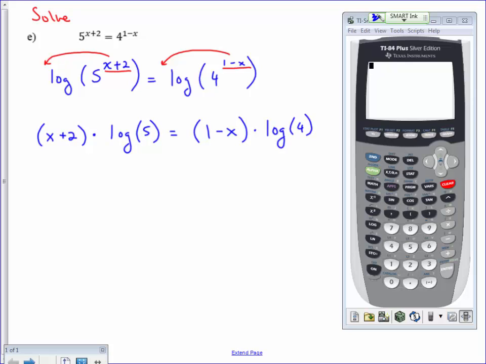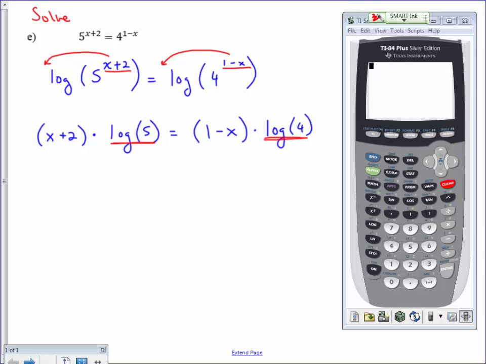Now, from this step, we need to think of our logs that we have as just constants. Notice that this log here contains no variables, and neither does this log. And so we can think of them as just real numbers. At this point, we want to solve for x. There's an x on the left side and an x on the right side, but they're both contained within parentheses, which indicates some multiplication needs to occur.